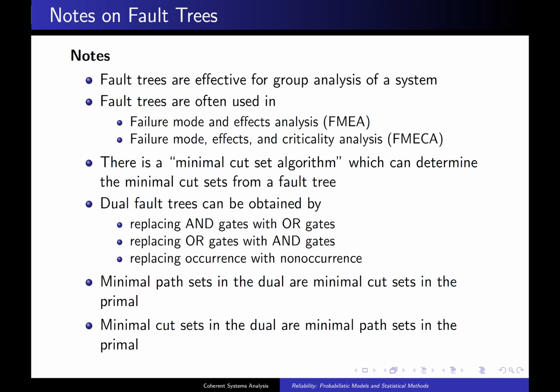Finally, there are things known as dual fault trees, and those can be obtained by replacing AND gates with OR gates, replacing OR gates with AND gates, and for both the top event and for the basic events, replacing occurrence with non-occurrence. In other words, failure becomes functioning and functioning becomes failure. It turns out that the minimal path sets in the dual are the minimal cut sets in what is known as the primal or the original fault tree, and likewise minimal cut sets in the dual are minimal path sets in the primal or the original system.